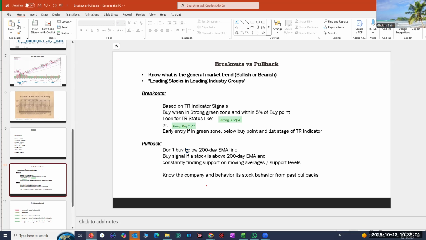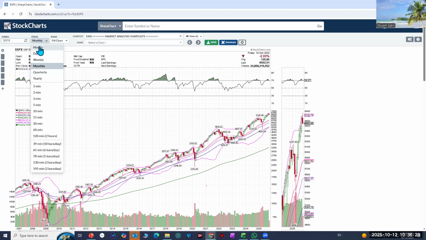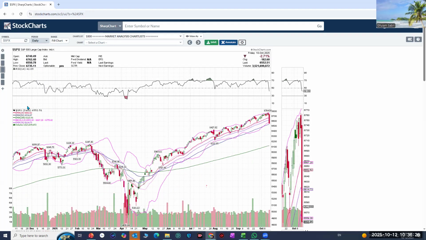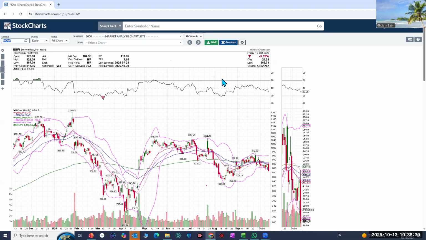Pullback. Generally, I have a rule: don't buy below the 200-day EMA line, because I personally am a long-term trader, not a very short-term trader. So I don't look for anything which is below the 200-day EMA line or the 10-week EMA line. Now, what does that mean? Let's see. This is StockCharts, and we go to any good stock, maybe Nvidia. No, Nvidia is a good stock, it's too good. Maybe we go for ServiceNow, Alibaba, whatever. So let's go for ServiceNow.